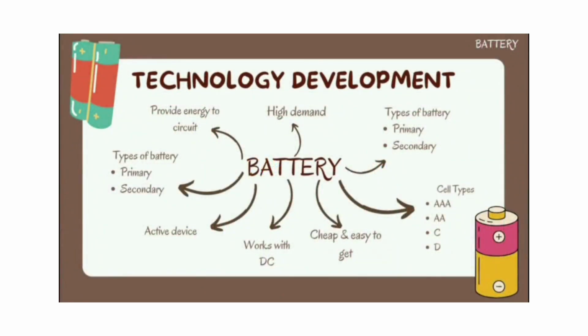A battery can provide energy to a circuit. It is a high-demand item. There are 2 types of battery, which are primary and secondary. Cell types have 4, which are AAA, AA, C, and D. It is cheap and easy to get, depending on the type of cell and the standard of the battery. A battery works with direct current only and it is an active device.